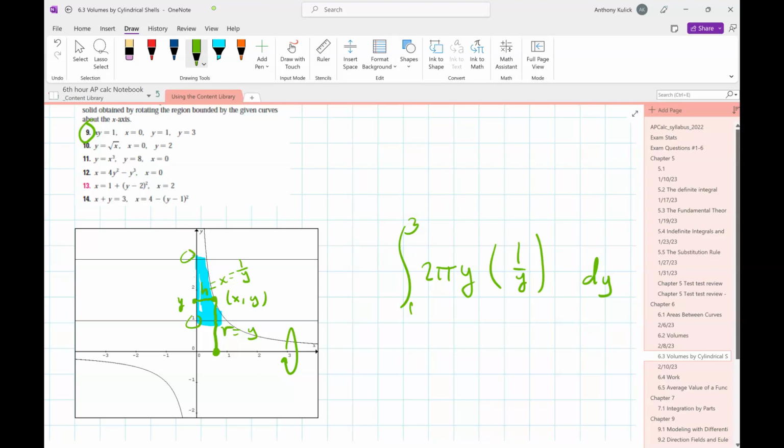So it'll be 2 pi y evaluated from 1 to 3. So it'd be 6 pi minus 2 pi, so 4 pi should be your answer.